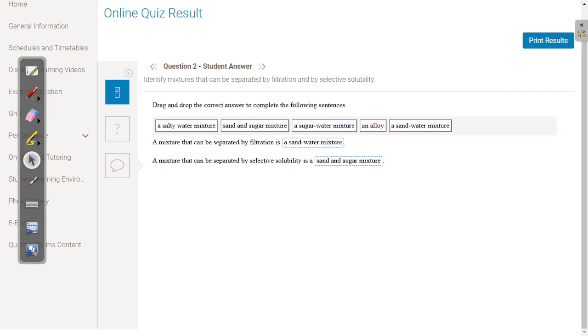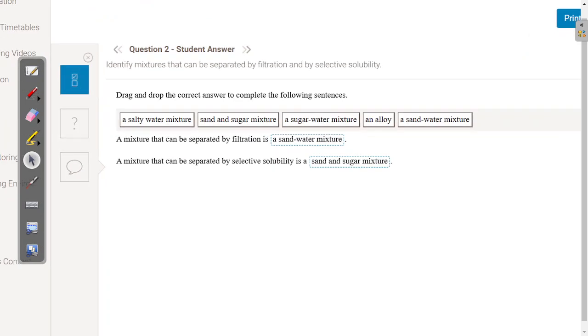A mixture that can be separated by filtration is what? Remember, filtration is for an insoluble solid and a liquid. So is it salty water? No. Salty water, the salt will dissolve. Sand and sugar, there's no liquid in there, so wrong. Sugar water, no, sugar dissolves in water. An alloy is a solid, so that wouldn't work. A sand water mixture, yes, that's the only one that works because sand doesn't dissolve in water and water is a liquid, so it can work.